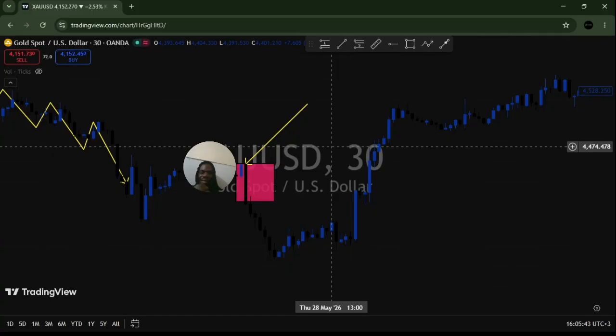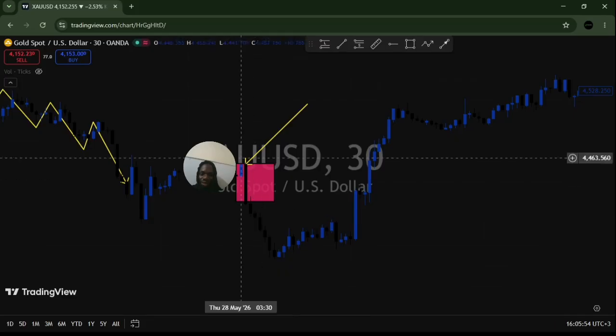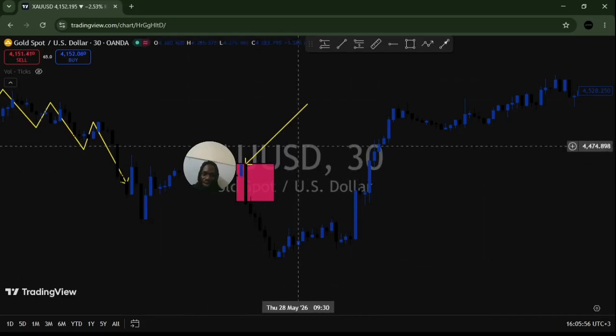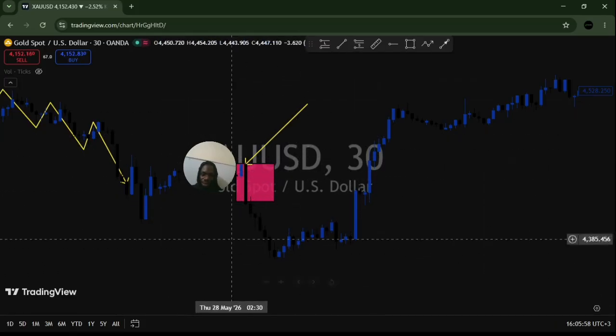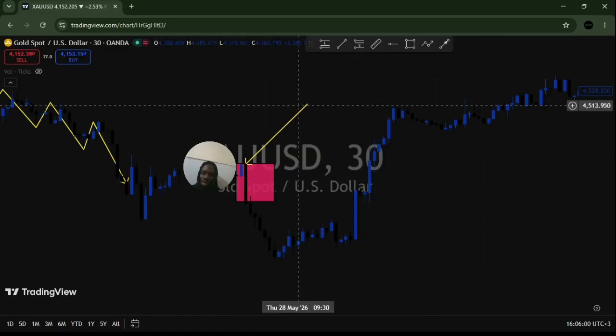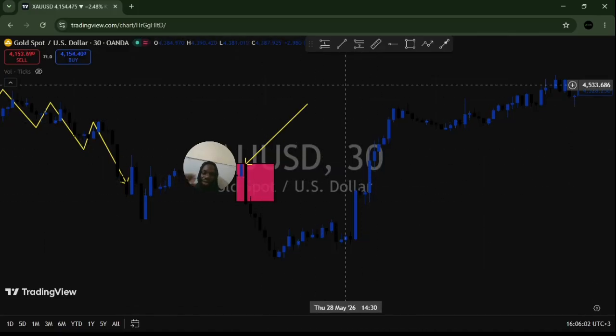So institutional traders trade using smart money. What are the key players? Key players, these are the big banks. So you are seeing this candle is representing an institutional trader. Every big candle you see here, that's an institutional trader on the chart. So those are the smart people.